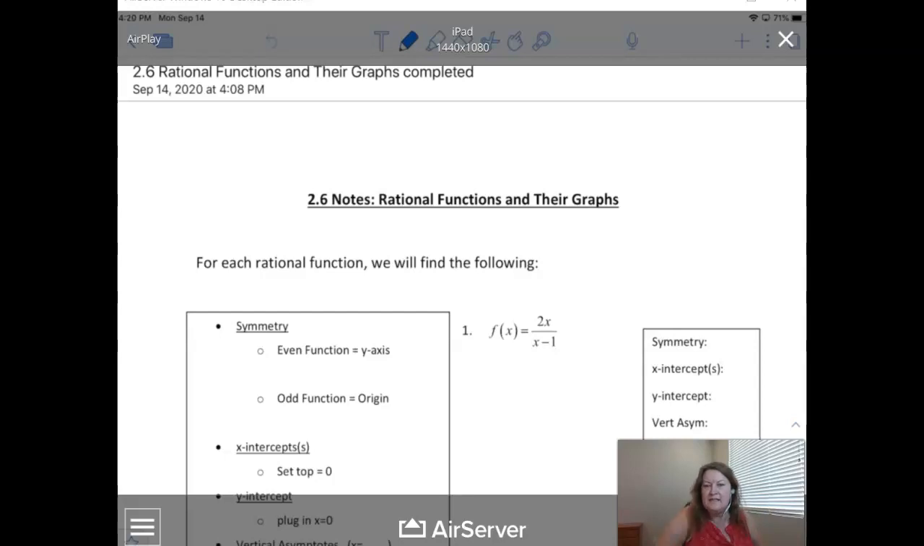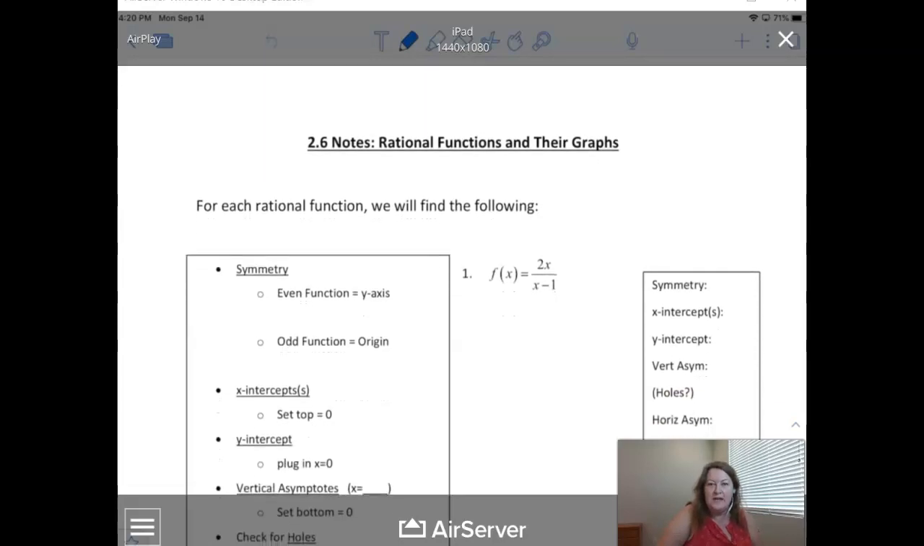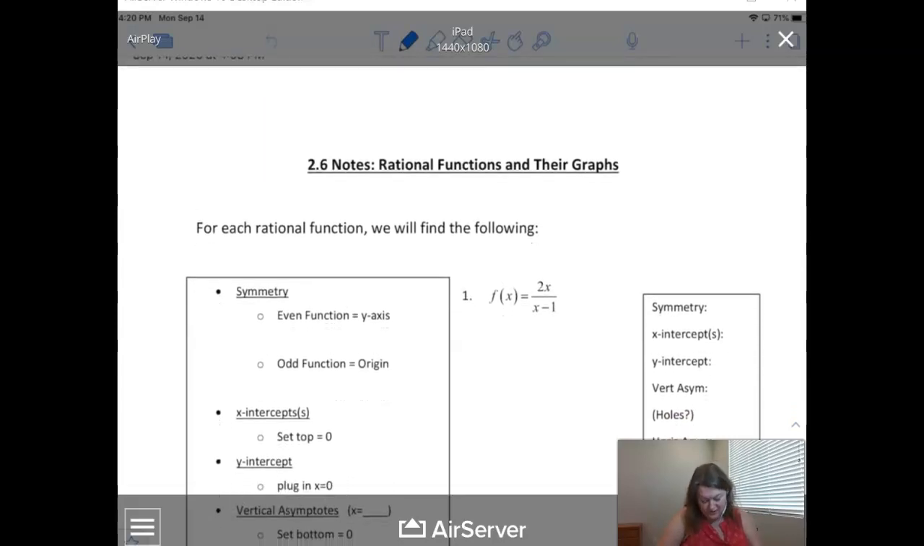All right, hi everyone, this is HPC 2.6 notes for rational functions and their graphs. So what is a rational function? Remember that rational means fractional. So these are going to be functions that have x's on the top and on the bottom of a fraction bar. And more importantly, if they have an x on the bottom, they're considered rational. So even the equation 1 over x is considered a rational function.